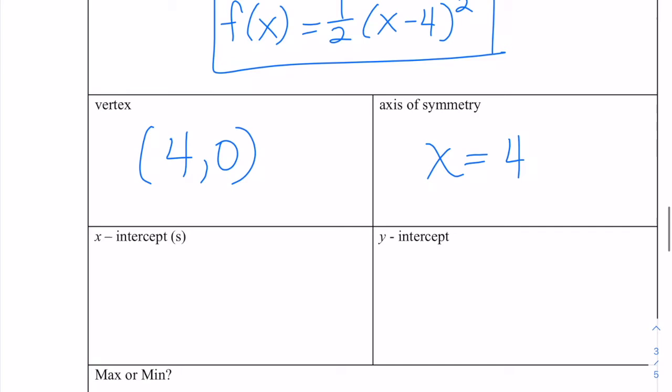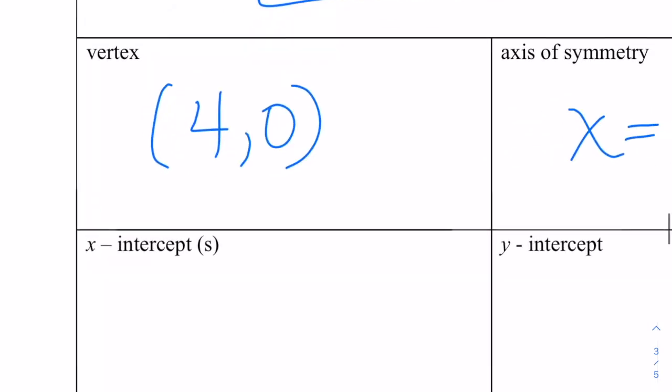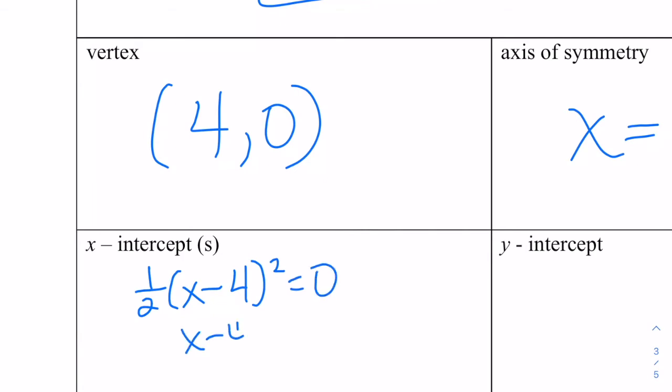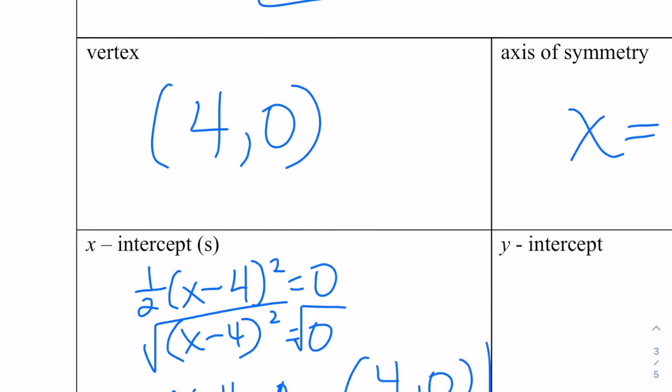When I look at the x-intercepts, we could set this equal to 0, but you could probably already tell we already have an x-intercept at the vertex. So if I set this equal to 0, I'll just show it with the algebra. It'll be x minus 4 quantity squared equals 0. Take the square root, right? So x minus 4 equals 0. So x will equal 4, which again is 4, 0, which we found out was the vertex above.